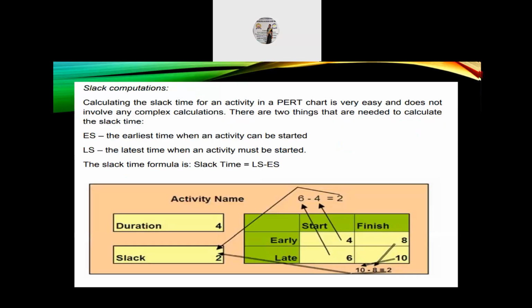Last topic, slack computations. Calculating the slack time for an activity in a PERT chart is very easy and does not involve any complex calculations. There are two things that need to be calculated for the slack time: E as the earliest time when an activity can be started, and L as the latest time when an activity must be started. The slack time formula is slack time is equal to Ls minus Es.